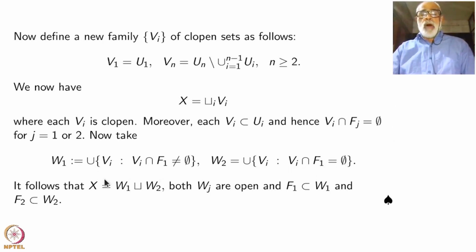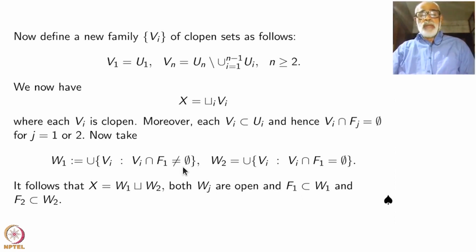So I have taken all the Vi's here. Some of them are here, some of them are there, and they are disjoint families. It follows that X is a union of W1 and W2. W1 intersection W2 is empty because every Vi here and Vj here, they don't intersect. Being unions of clopen sets, W1 and W2 are both open. That is enough actually. They are clopen also.